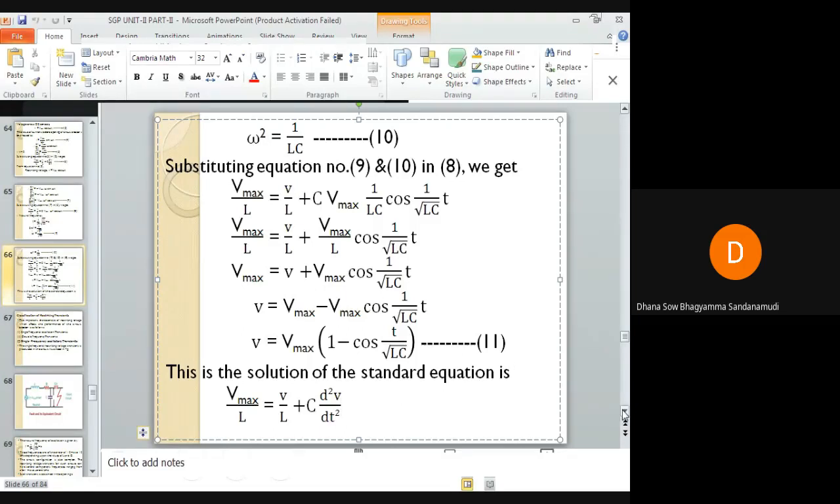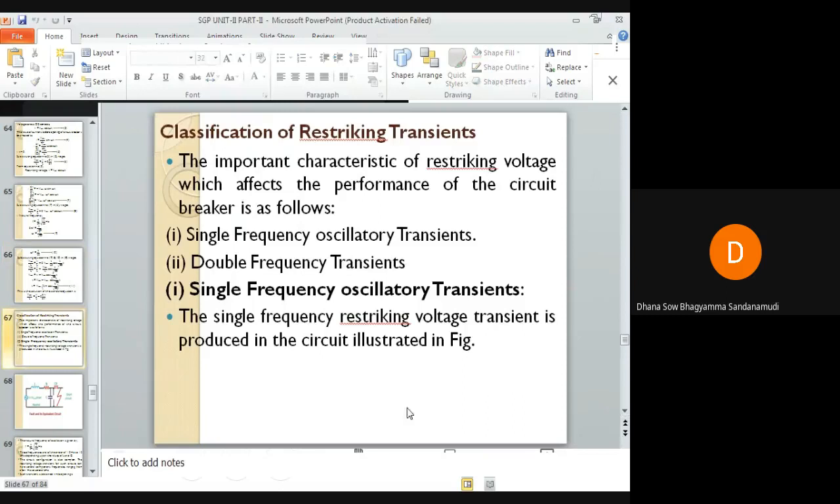Okay then, we have got an expression for restriking voltage. Before going on to derive a few more expressions for some other terms, let us see the classification of restriking transients. The restriking transients can be classified as single frequency oscillatory transients and double frequency transients.